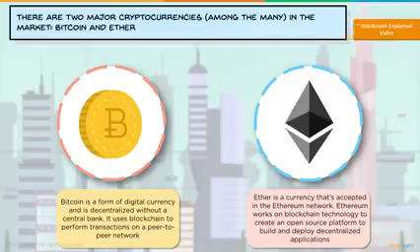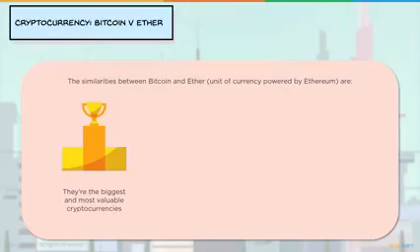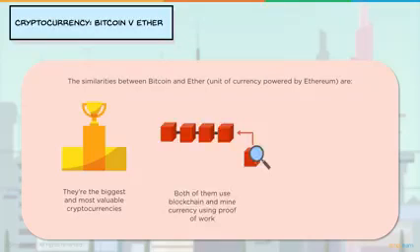Let's talk about Ether. Ether is a currency that's accepted in the Ethereum network. The Ethereum network uses blockchain technology to create an open source platform for building and deploying decentralized applications. Now, let's talk about the similarities between Bitcoin and Ether. They're the biggest and most valuable cryptocurrencies in the market right now. Both of them use blockchain technology, which is nothing but a technology that involves transactions being added to a container called a block, creating a chain of blocks in which data cannot be altered.